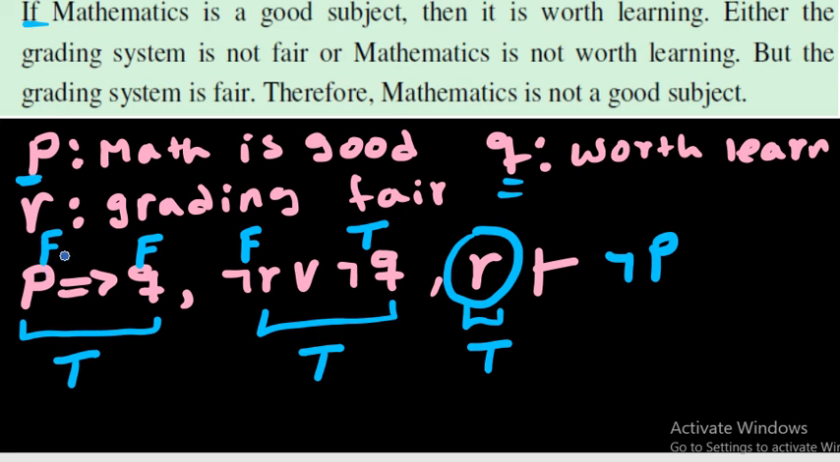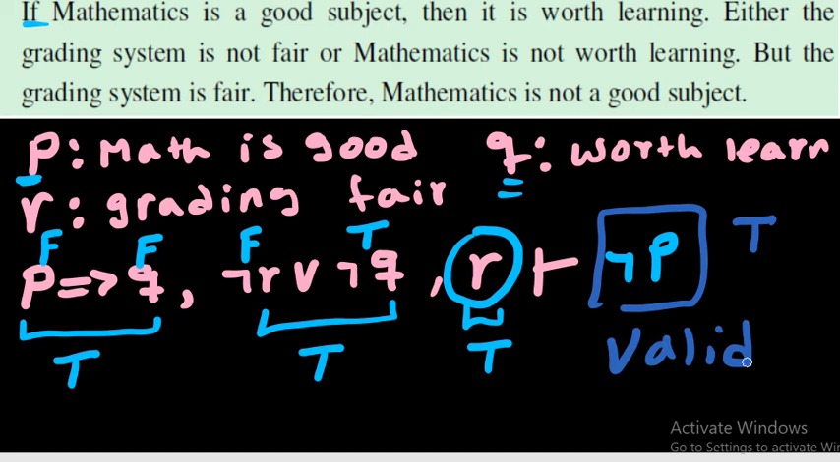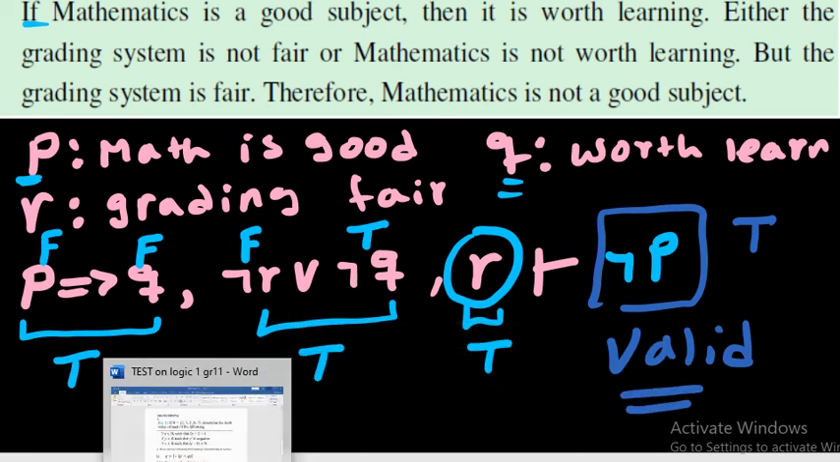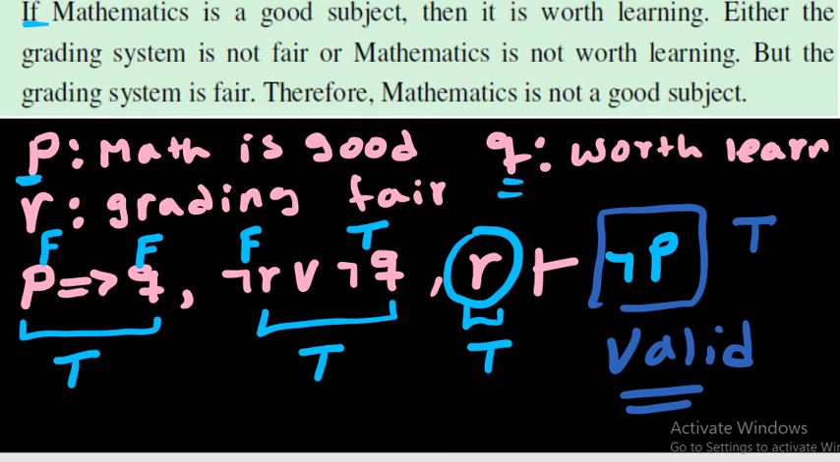Then if P is false, what will be the opposite or the negation of P? That is true. So the conclusion part is true. Therefore, this logical argument is valid. But the conclusion is somehow not fair. But this is the way we can practice given logical arguments, statement-wise.